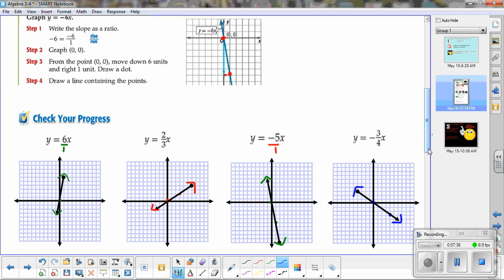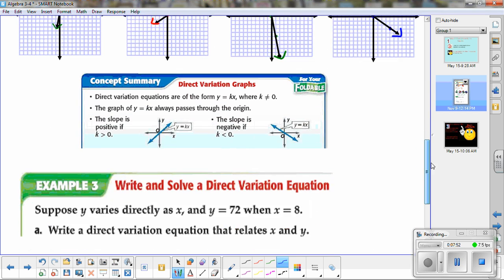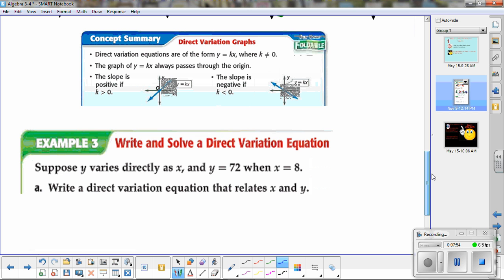One thing I like to do when I'm all done as well is look and see if it makes sense. If it's a positive slope, it should be going upwards. If it's a negative slope, it should be going downwards. And the bigger the slope, the steeper the line. This is what I was just got done talking about. If it's a positive slope, it's going to be going upwards. If it's a negative slope, it's going to be going down.